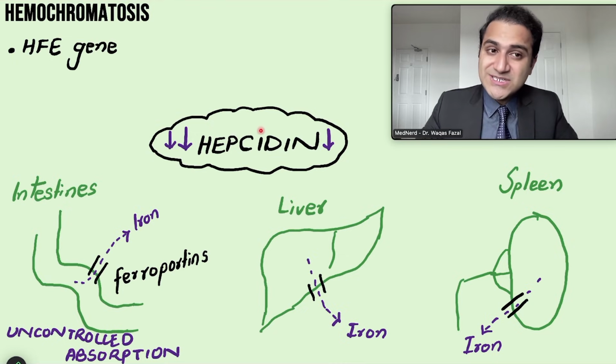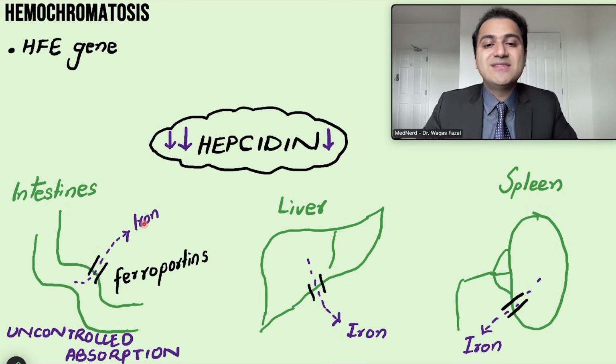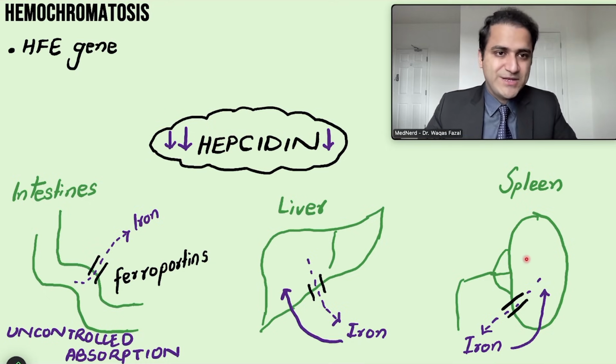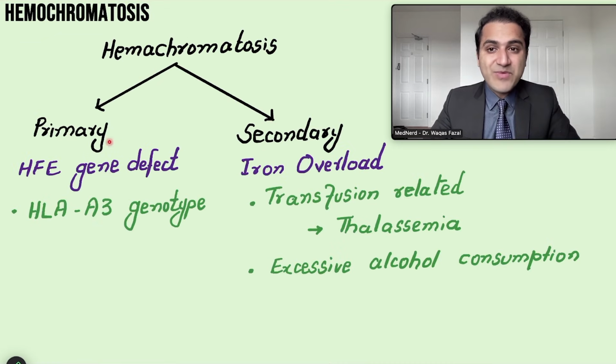Whenever there is decreased hepcidin, it cannot stop the ferroportin channels from absorbing excess iron, and that iron would be accumulating in the liver and in the spleen. So that was the primary hemochromatosis, where there was a gene defect that affected the iron absorption. Coming to secondary iron overload, secondary hemochromatosis.